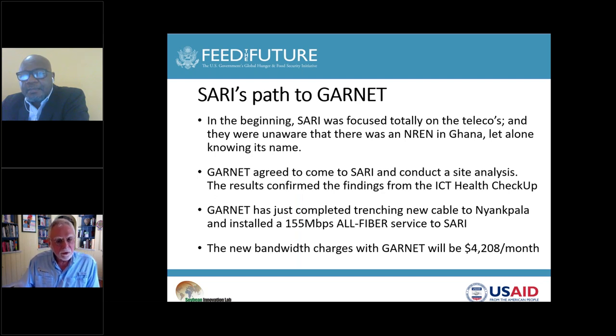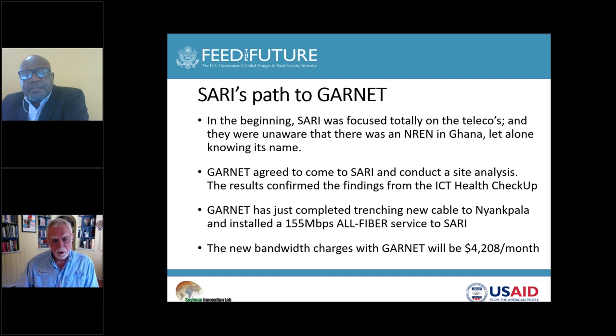So in the beginning, it was obvious that SARI was focused totally on the telcos to solve their problem. They were unaware that there was even an NREN in Ghana, let alone knowing that its name was GANET, or who to reach to ask about GANET becoming their ISP and their NREN. I was able to put the two parties together, SARI and GANET. And GANET agreed to come to SARI and conduct a site analysis, and their site analysis confirmed and expanded on the findings that I had found. And GANET just completed trenching new fiber to Nyankpala and has installed 155 Mbps, all fiber service to SARI.